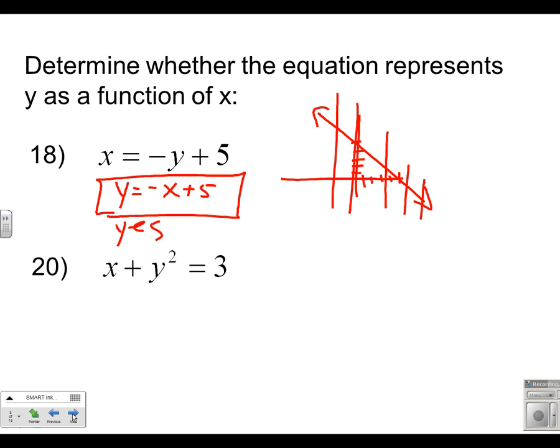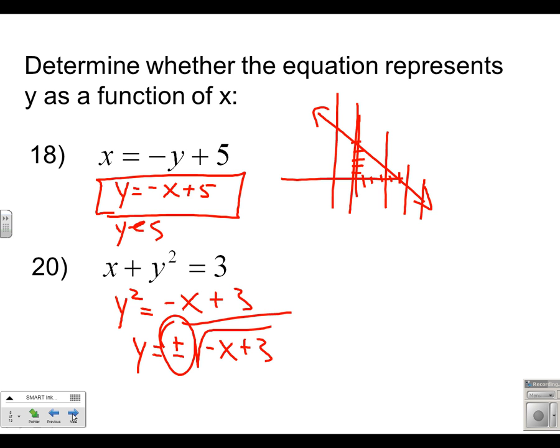Number 20, once again, here we have a sideways parabola due to the y squared. Solving this for y, we would get y squared equals negative x plus 3, or y equals plus or minus square root of negative x plus 3. Therefore, nope, not this one.